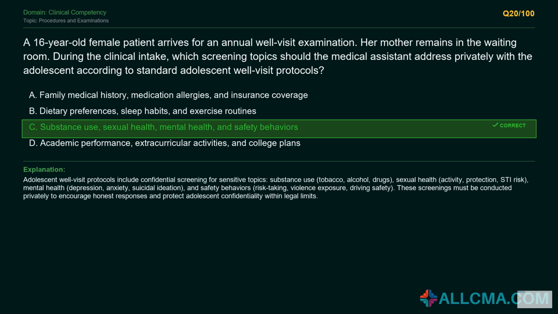The correct answer is C. Adolescent well visit protocols include confidential screening for sensitive topics: substance use, tobacco, alcohol, drugs; sexual health, activity, protection, STI risk; mental health, depression, anxiety, suicidal ideation; and safety behaviors, risk-taking, violence exposure, driving safety. These screenings must be conducted privately to encourage honest responses and protect adolescent confidentiality within legal limits.